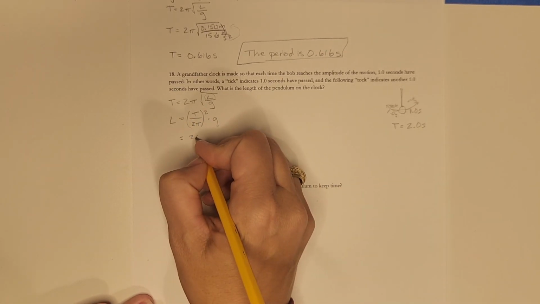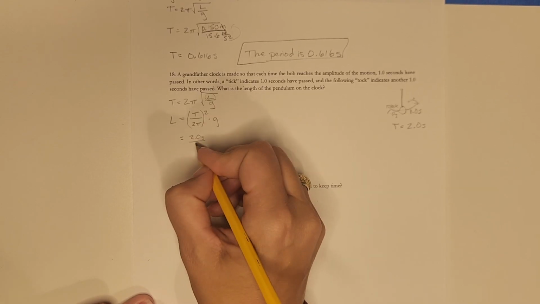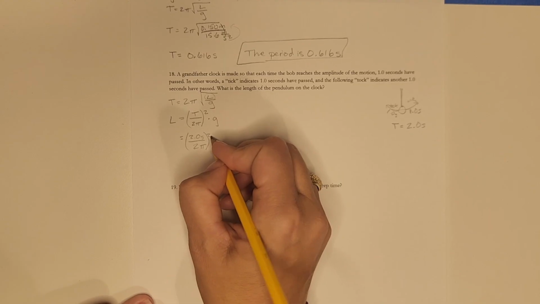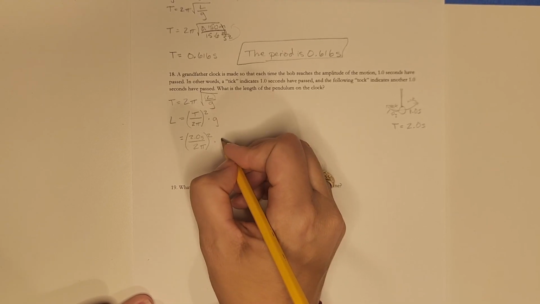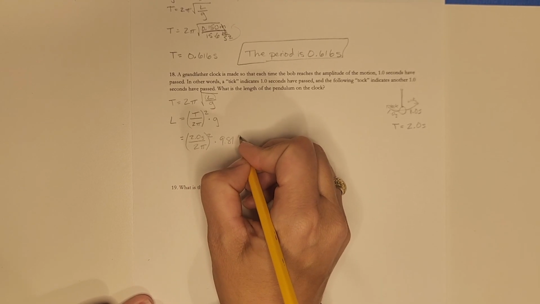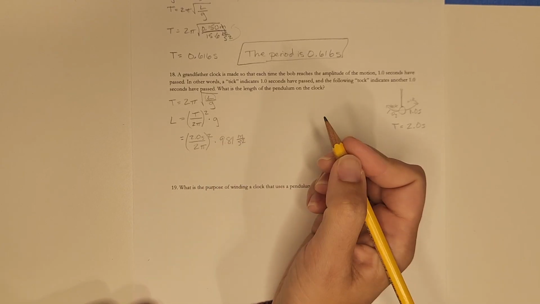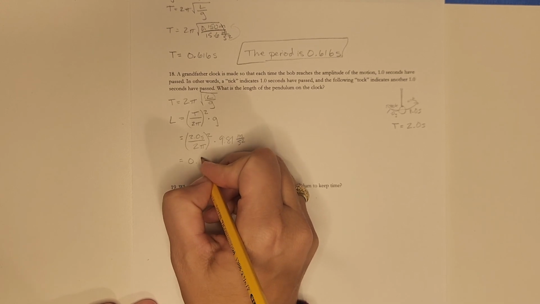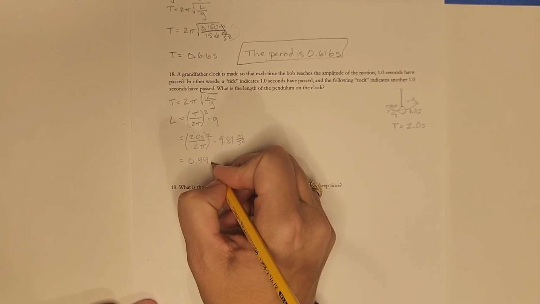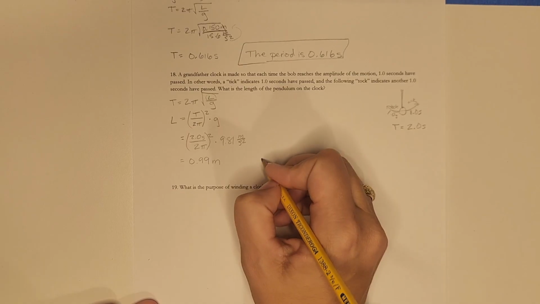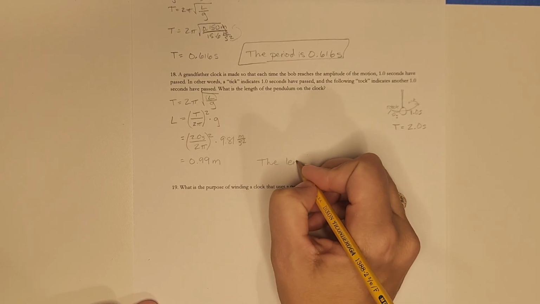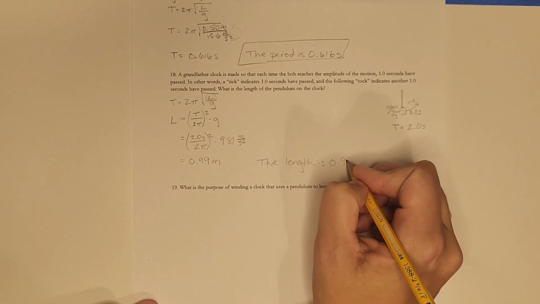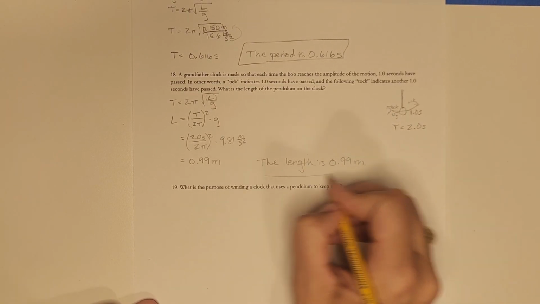So we have 2.0 seconds divided by 2 pi, squared, times 9.81 meters per second squared. And with that, we get 0.99 meters. The length is 0.99 meters.